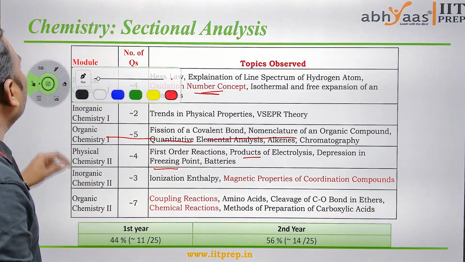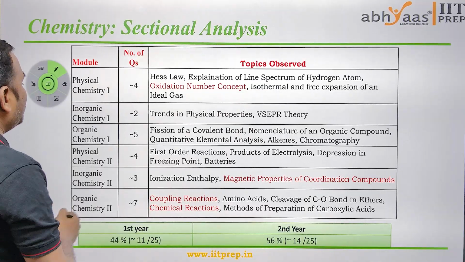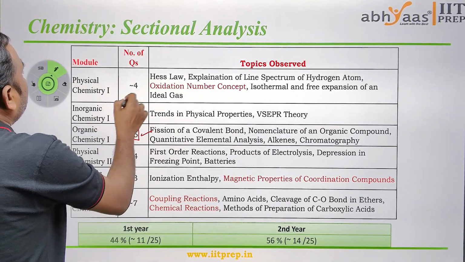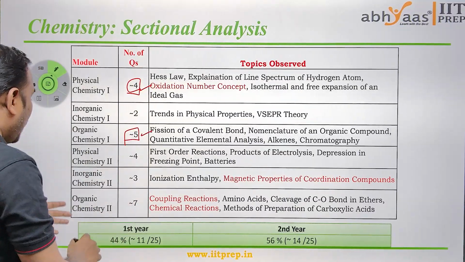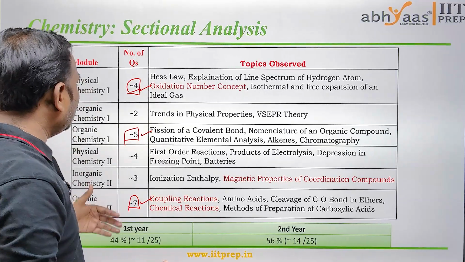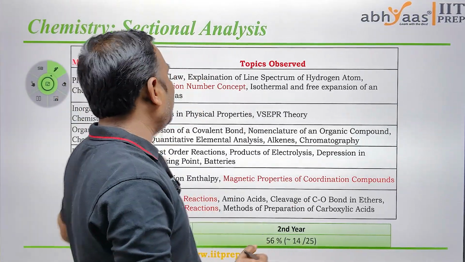And if you see the chemistry sectional analysis, we have observed that from organic chemistry first year we have 5 questions, physical chemistry 4 questions, and organic chemistry second year almost 7 questions were given. These three modules have the most impact on the paper.